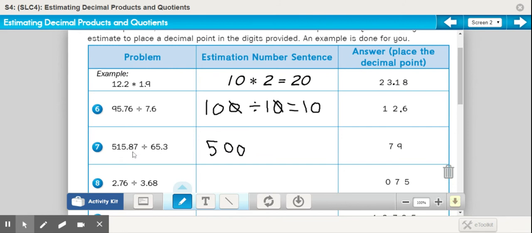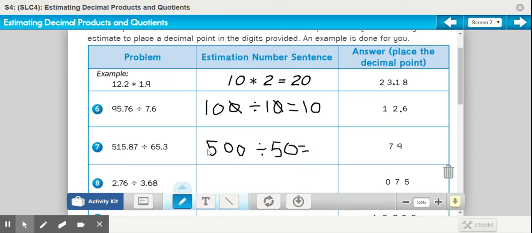And then I have 65 and 3/10. Well, what is 65 and 3/10 semi-close to that divides 500 evenly? So remember, when we're dividing and we're making estimates, sometimes our rounding rules kind of go out the door. So this is pretty close to 50. And you should recognize that 50 can divide 500 evenly. So let's make it 50.